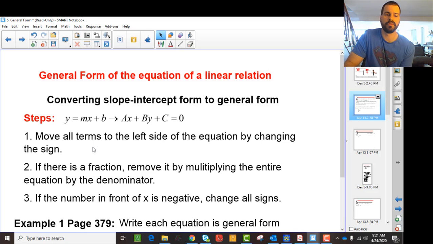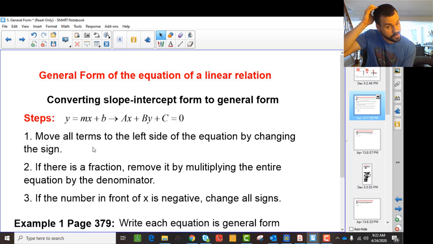Now, what we want to talk about is, how do I convert from one to the other? First of all, how do I move slope-intercept form to general form? And then how do I move the point-slope form to general form? If we want to move y = mx + b into the general form Ax + By + C = 0, all we do is move all the terms to the left side of the equation. We just move everything over.